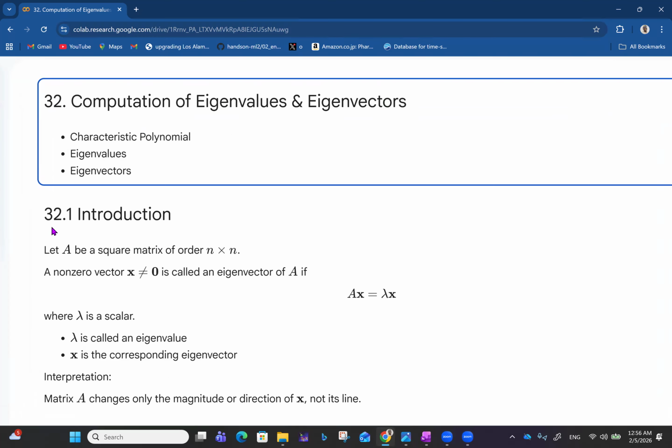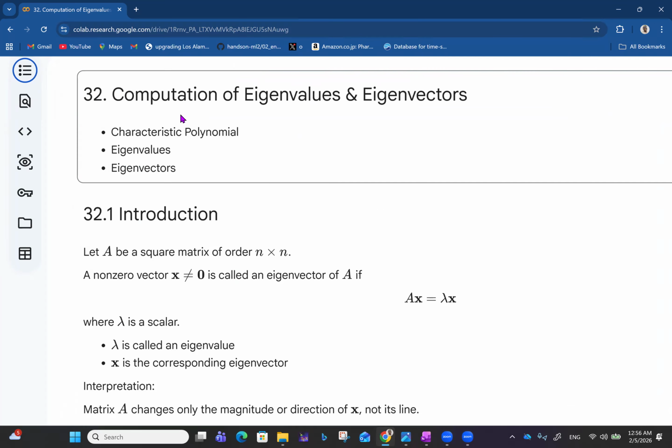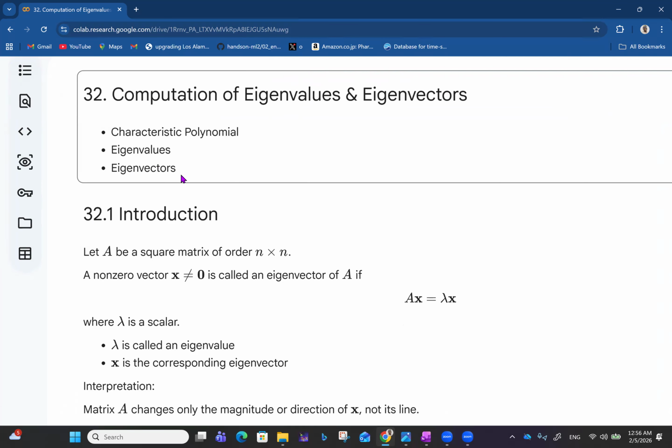Just like we saw in the previous video, we saw ideas like the characteristic polynomial, eigenvalues, and eigenvectors too. So the first step is to get the characteristic polynomial. You solve the characteristic polynomial, you get eigenvalues. For each eigenvalue, you have a corresponding eigenvector. That's how this whole thing goes.